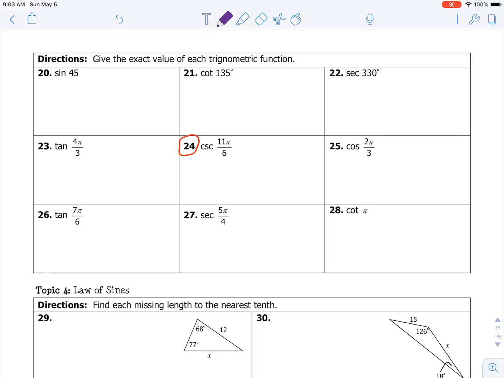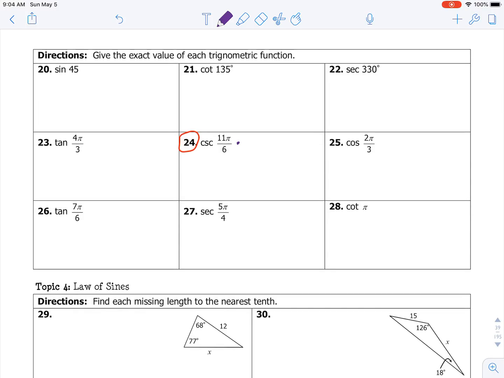24. These are the tough ones, okay? This is what we practice with the unit circle stuff. So I chose a really tough one that was in radians and in inverse, like cosecant. Remember, cosecant is the inverse of sine. So you want to give the exact value of that. Okay, so let's go ahead and picture this one. We got 11 pi over 6. I'm going to go ahead and make that. This is where you follow my steps on the board.